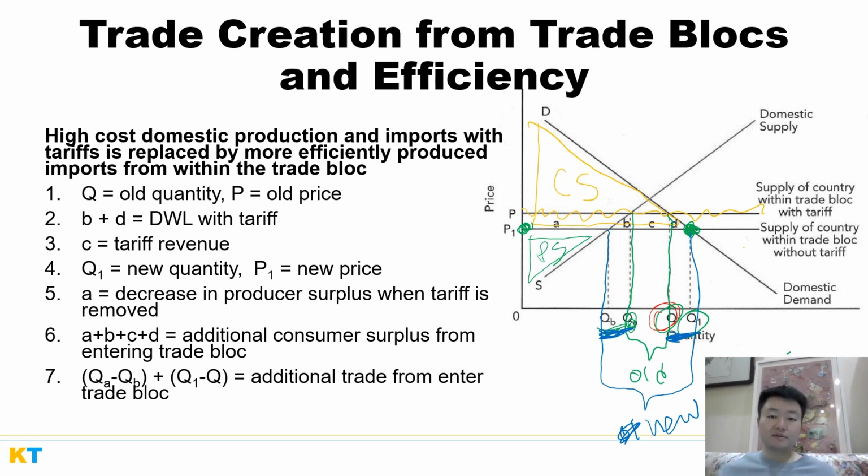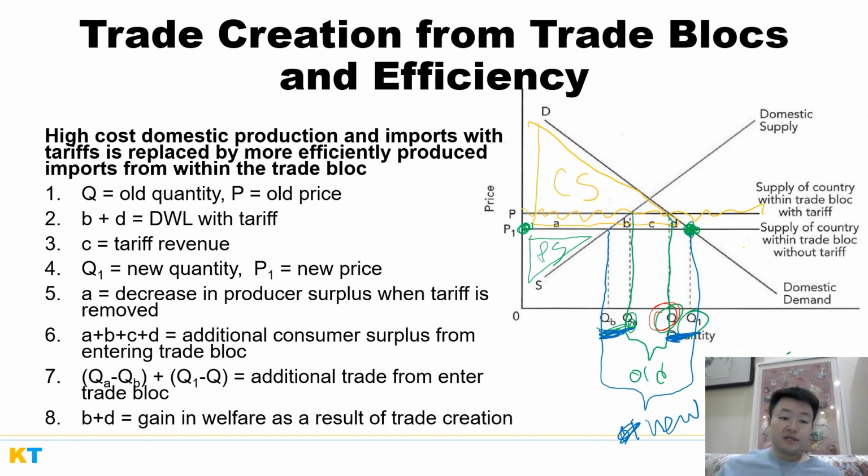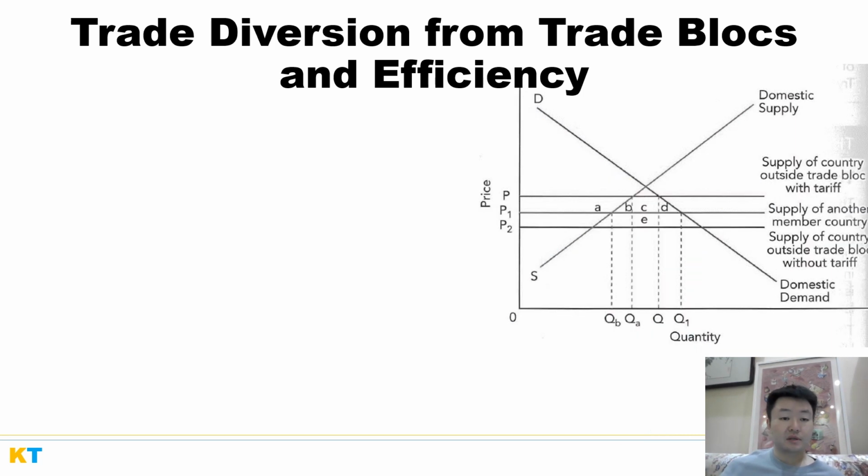Trade creation is concerned with countries' imports becoming cheaper and welfare increasing for the economy. B plus D is that gain in welfare that I just talked about. And this came as a result of trade creation because now there are no more tariffs.